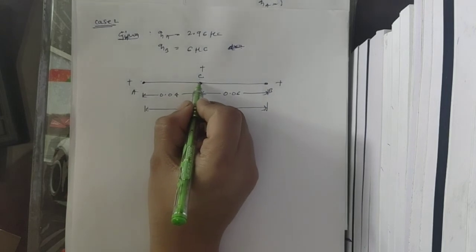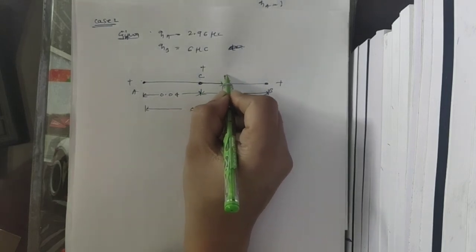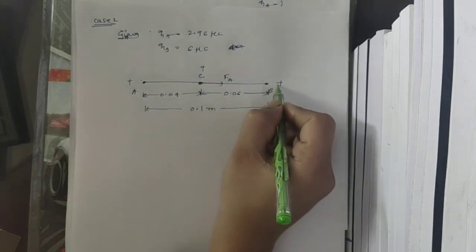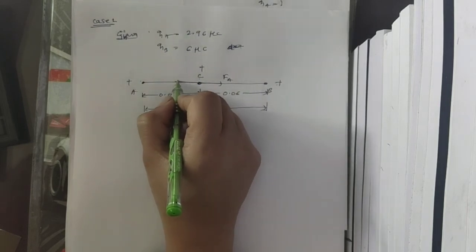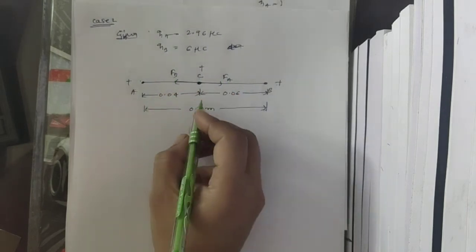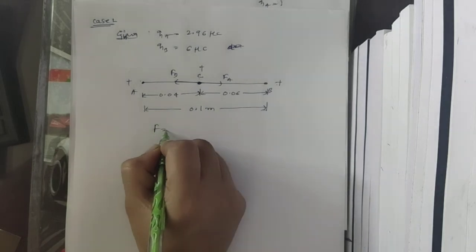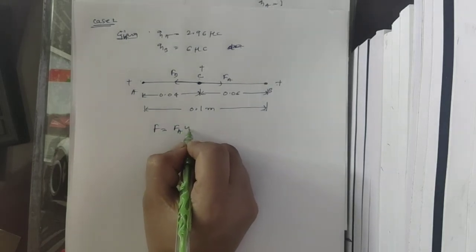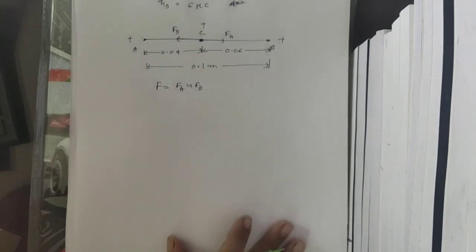A exerts force on C, that is repulsive force, FA. B also exerts force on C, that is also repulsive force, FB. Both are on the same straight line and in the opposite direction. So resultant force is FA minus FB. So now we will find FA and FB.